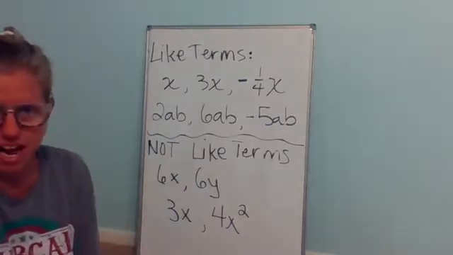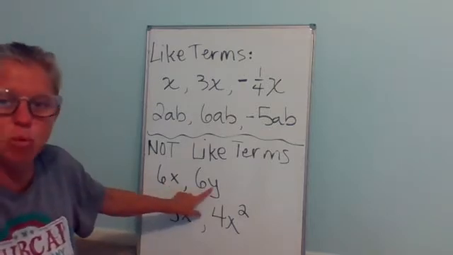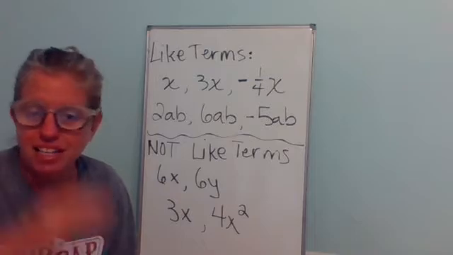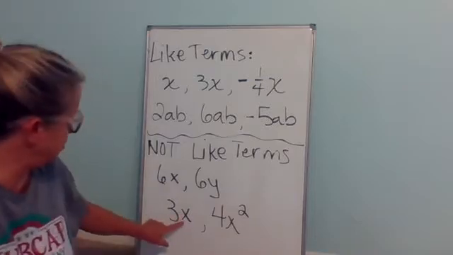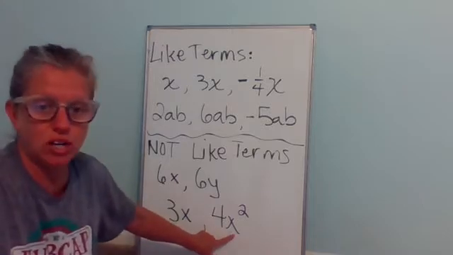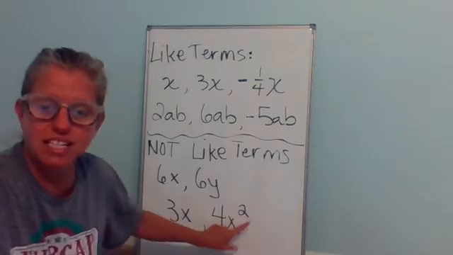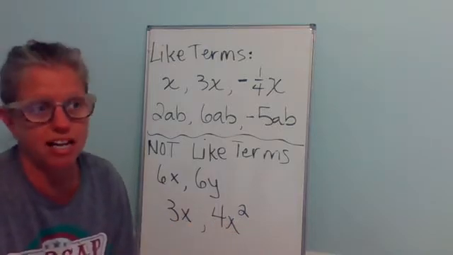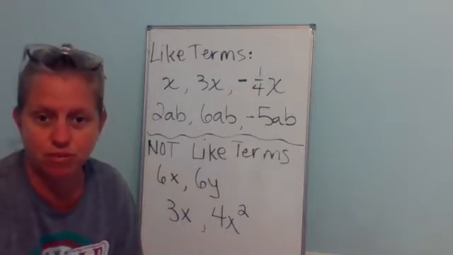These are not like terms. Okay, this is an X and this is a Y. That makes them not like terms. You would not be able to combine those terms in any way. Same with this one. This one isn't an X, this one's an X squared. So they both have X's, but one's just an X and one's an X squared, which means those are also not like terms, which means you can't combine those terms either.